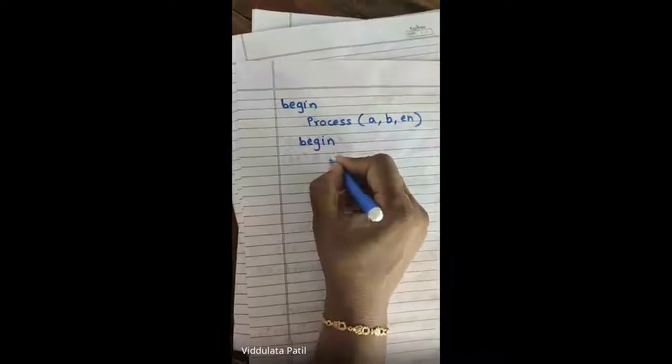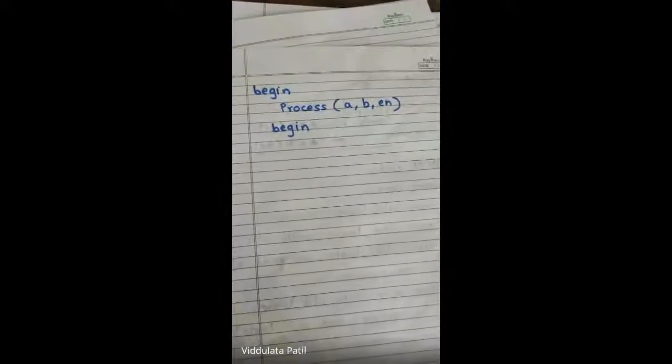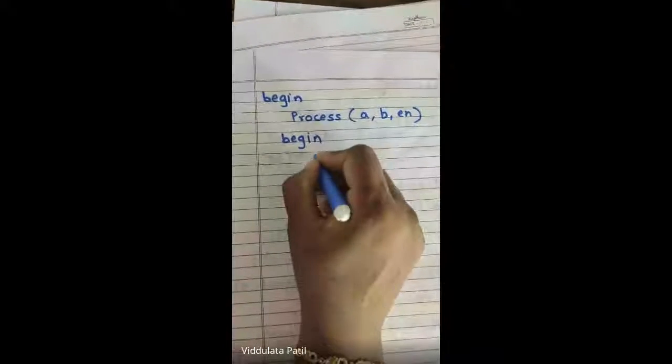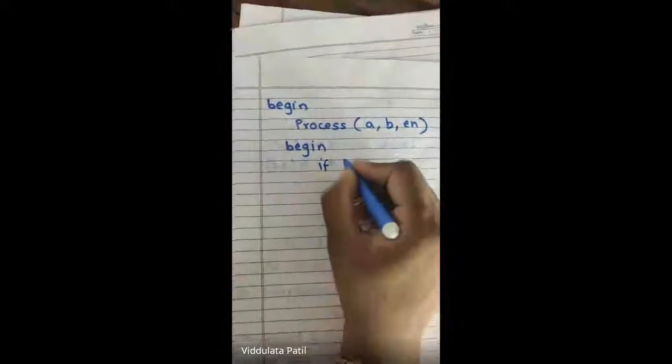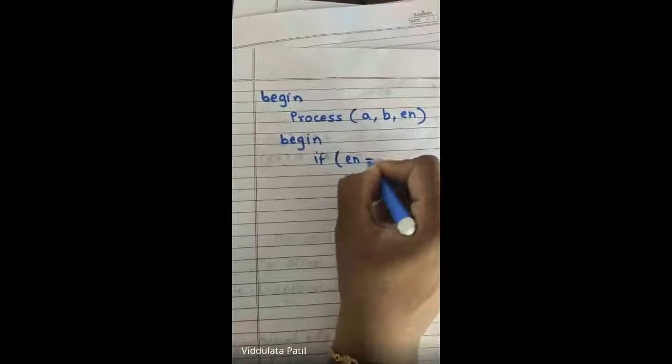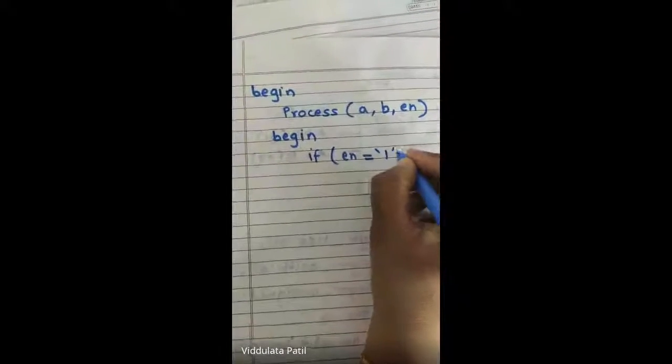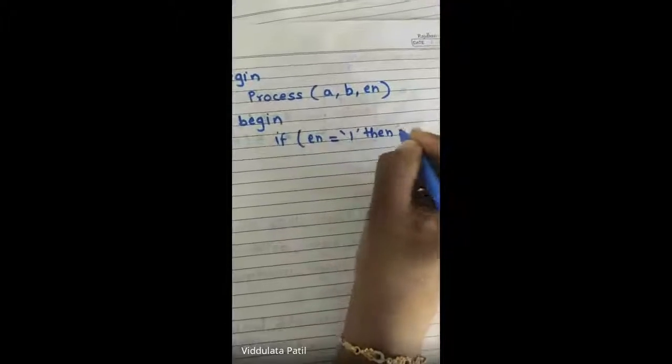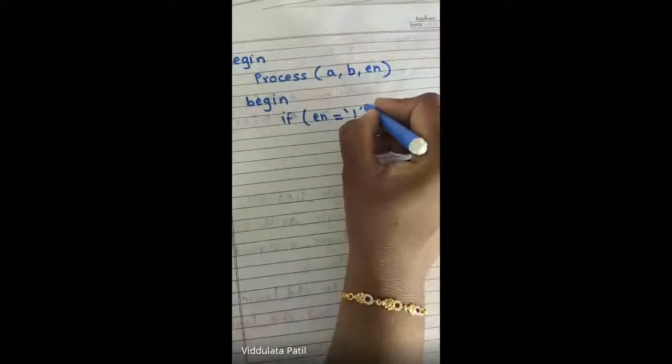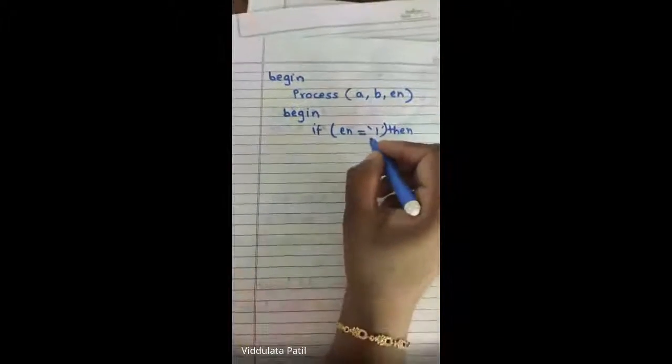Now here, as we have used enable signal, so we need to have this circuit to be operated only when enable is present. So we will use the statement if, okay, if enable is equal to 1, then only this circuit will work. Otherwise, this circuit will not work. So enable is equal to 1, then, okay.